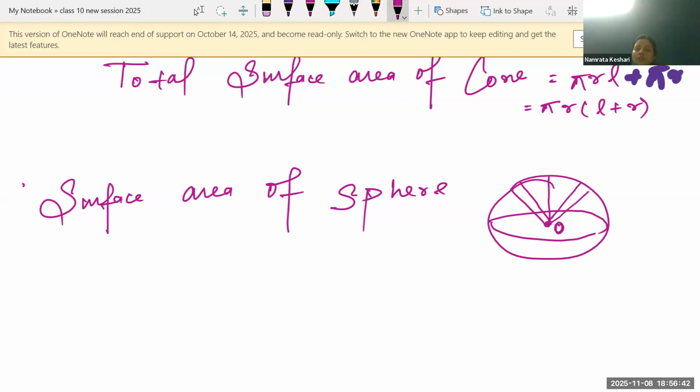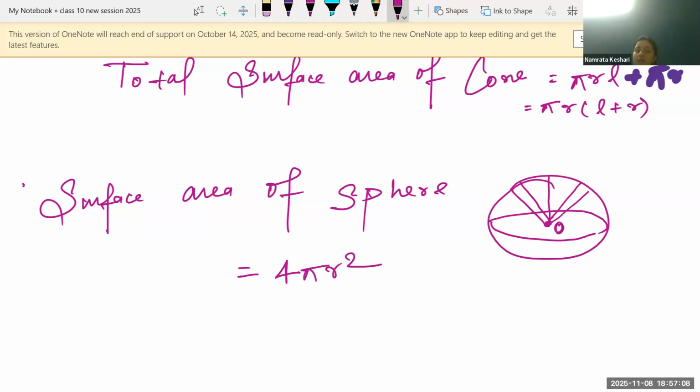And for the surface area of the sphere, in a sphere we don't have so many surfaces. If you touch it, you will feel there is only one surface, that is called the curved surface. Call it curved surface or total surface, whatever you like, it is only one surface. The formula for curved surface area of the sphere is 4 pi r square.